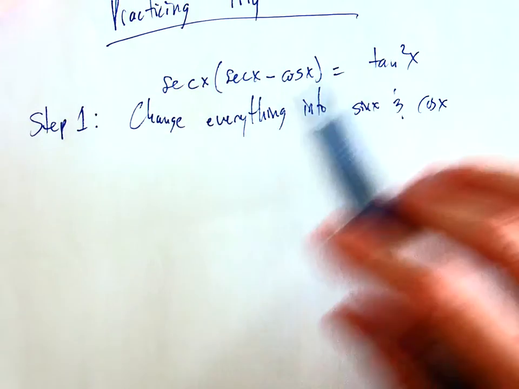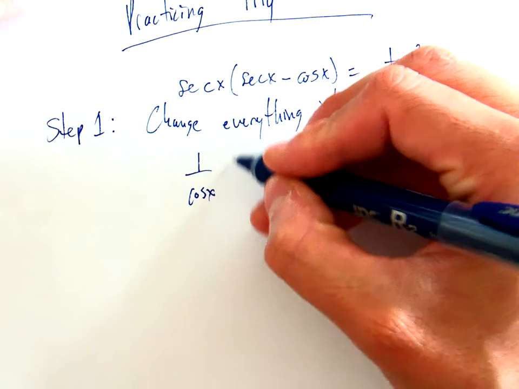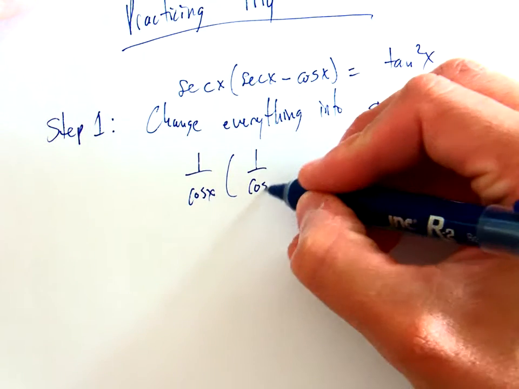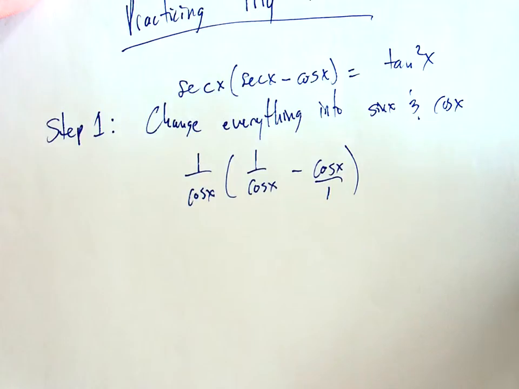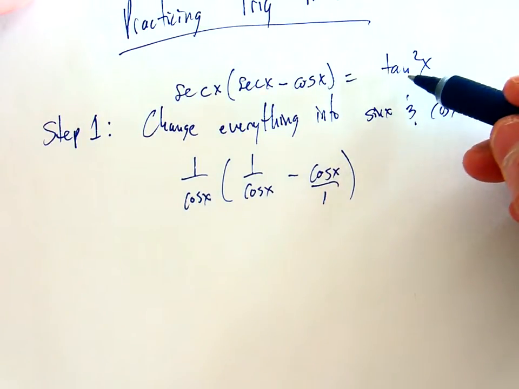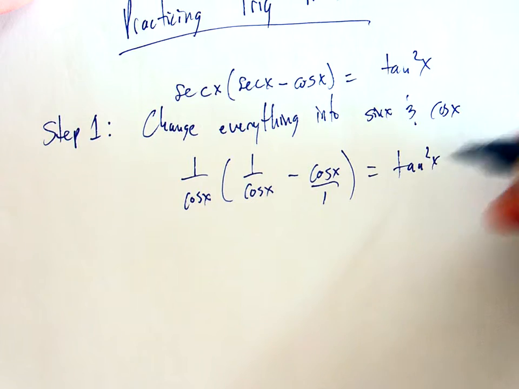So if you notice, what we get is this is 1 over cosine times secant is 1 over cosine minus just cosine. I'm going to put that over 1. Okay. Now notice the right hand side, I'm just going to leave it as tangent. Okay, so we're not going to really touch that.